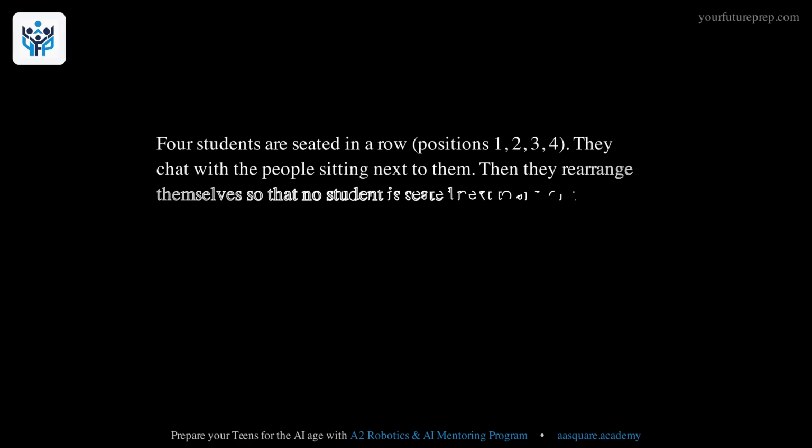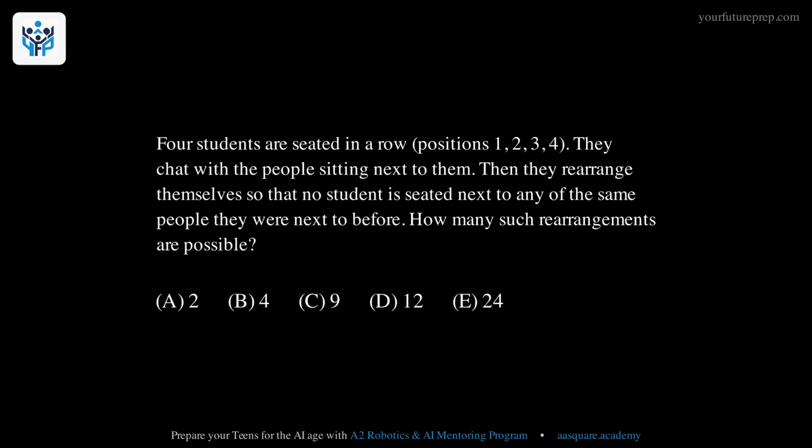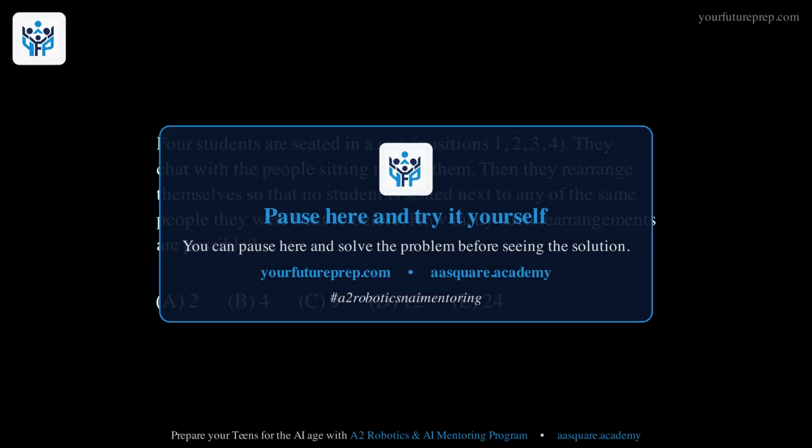4 students sit in a row, in positions 1, 2, 3 and 4, and they chat with the people right next to them. Then they rearrange themselves so that no student ends up next to anyone they were next to before. How many such rearrangements are possible? You can pause here and solve the problem before seeing the solution.